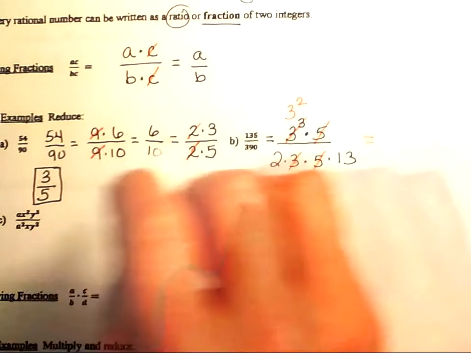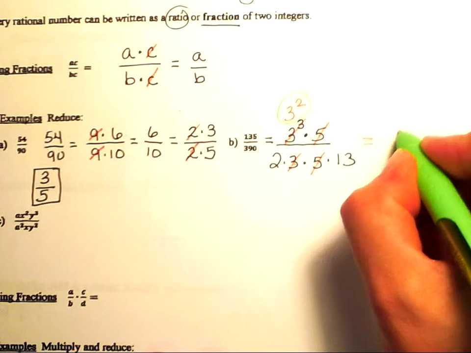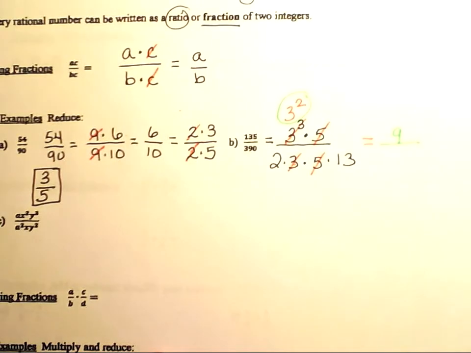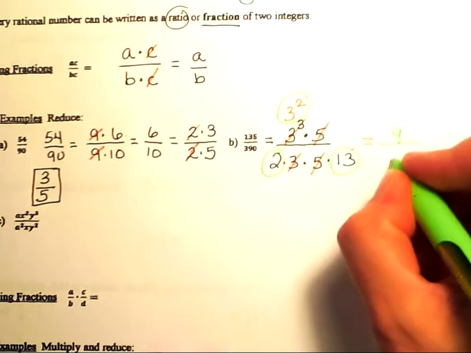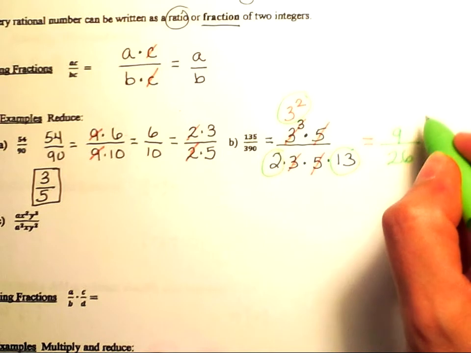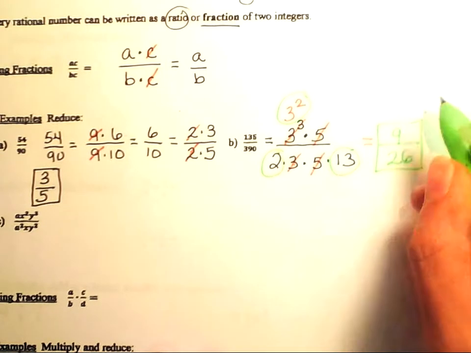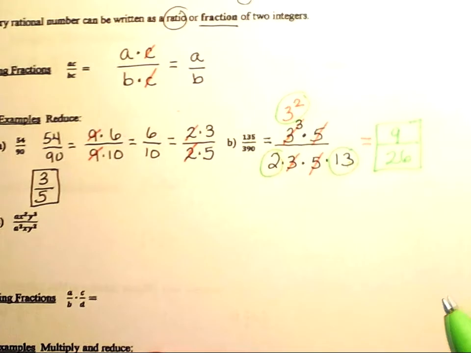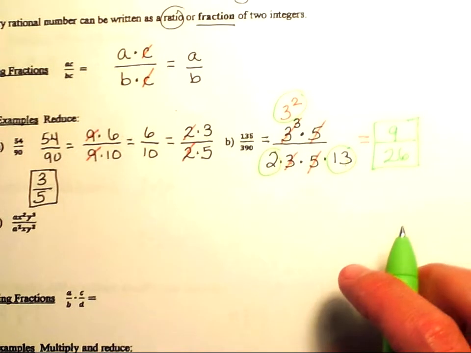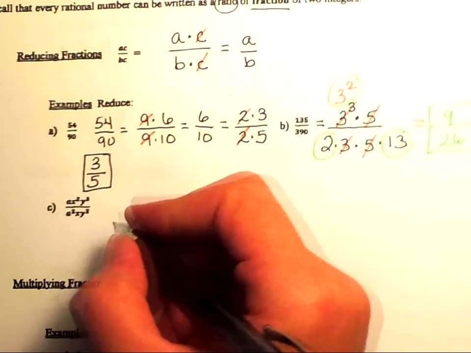So in the end, what we're left with is up top 3 squared, which is 9, over 2 times 13, which is 26. And there are no common factors left. There would have to be a 3 down here for us to cancel. And that'll help us when we're trying to reduce things like this.